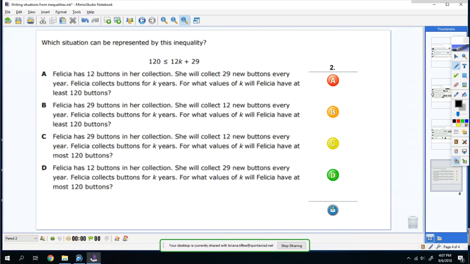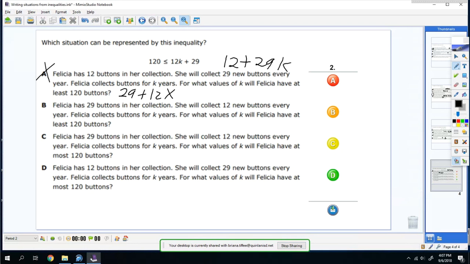All right, this inequality is 120 is less than or equal to 12k plus 29. So it says Felicia has 12 buttons in her collection. She will collect 29 new buttons every year. Well, that's 12 plus 29k. Well, that's wrong. Felicia has 29 buttons in her collection. She will collect 12 new buttons every year. Well, there you go. So we have 29 plus 12k. I'm going to write x instead of k.